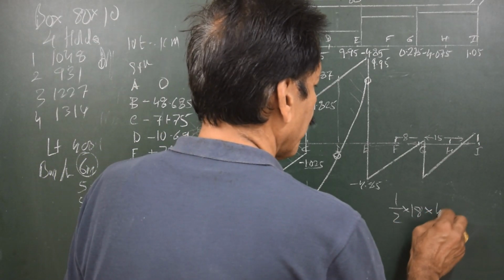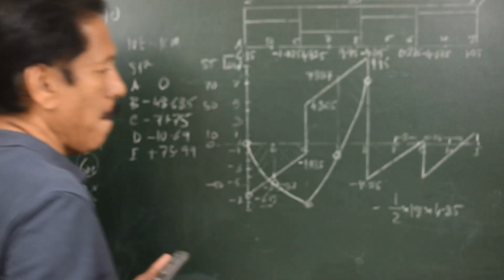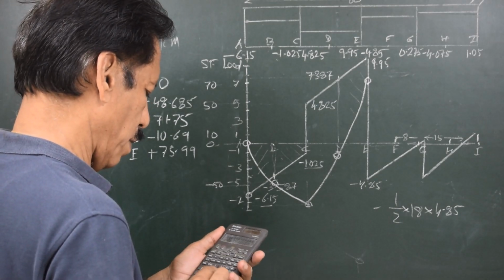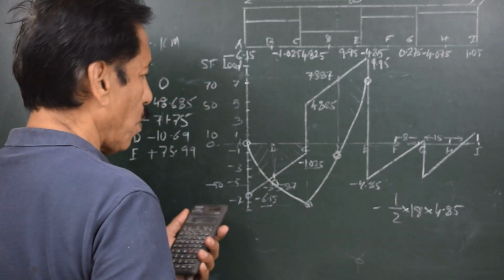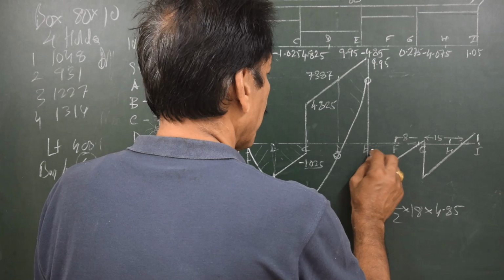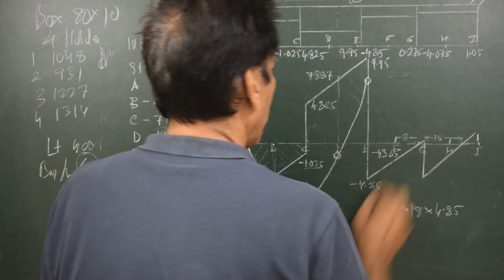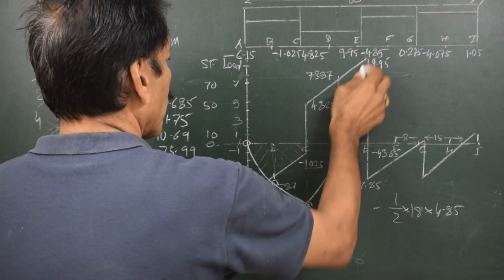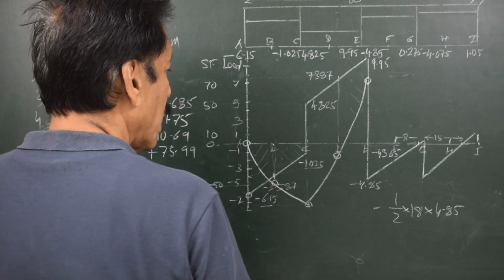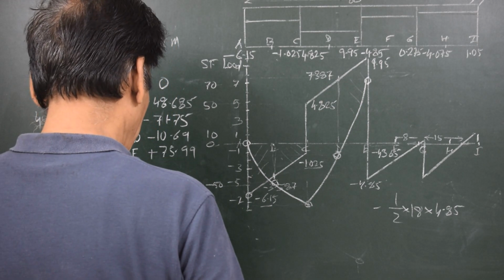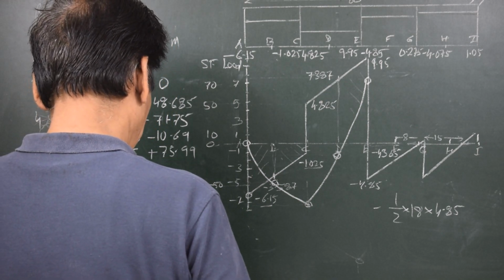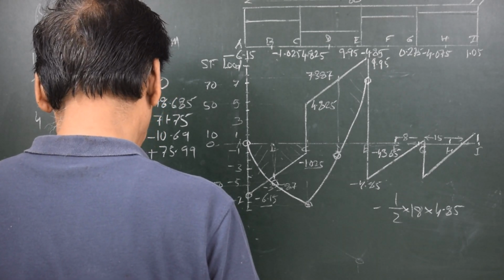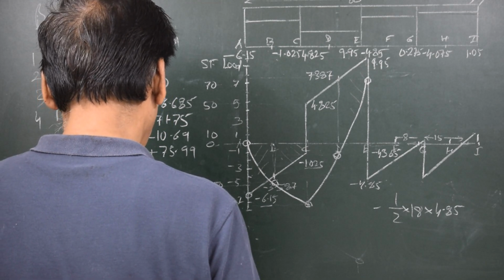minus 4.85. So 4.85 into, that gives me minus 43.65. So this area is minus 43.65. So far, the accumulated value of the shear force, that means adding up the area under the load curve, was 75.99, and I will treat minus 43.65 with 75.99. I get 32.34.